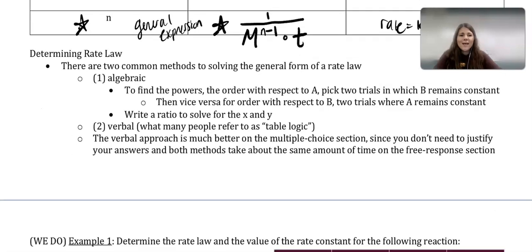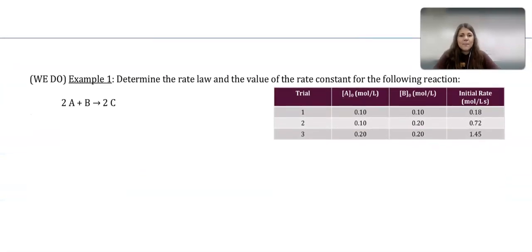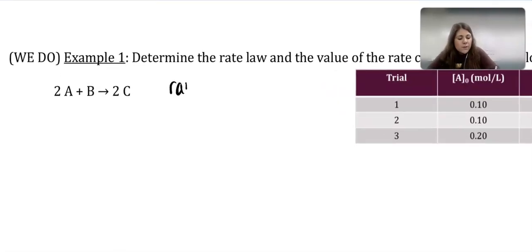So let's go look at the first example, okay? Again, the biggest thing is the goal is to find two trials where your first reactant is changing and the other one is not. So if you look at this reaction, we have A plus B making C. We have 3 trials where A changes, B changes, and how it affected the rate. Now, our rate law expression, remember, is going to be based off our reactants. So here, this is the general expression.